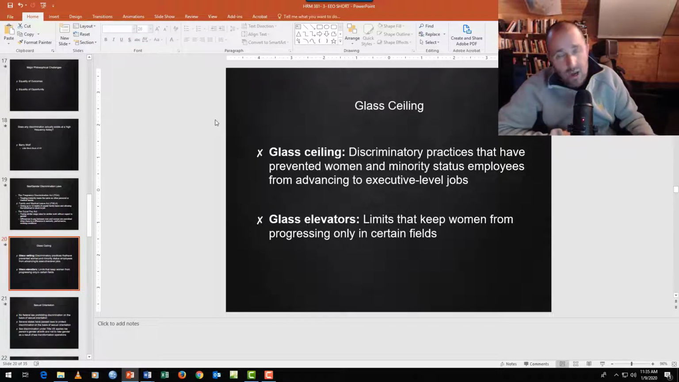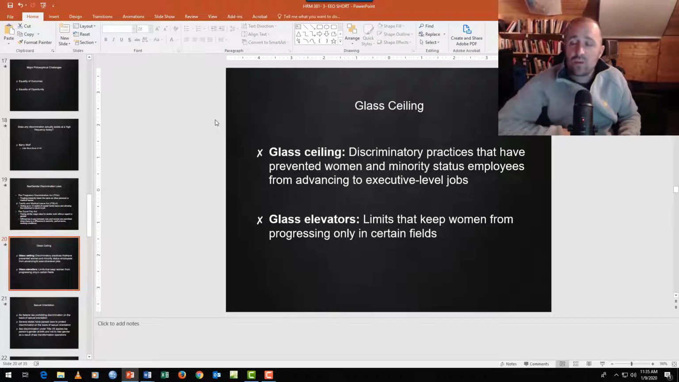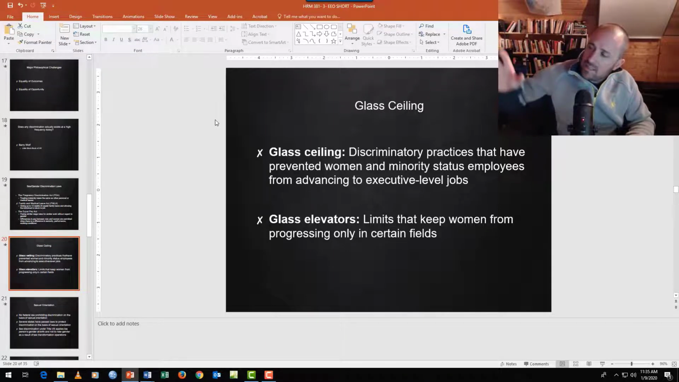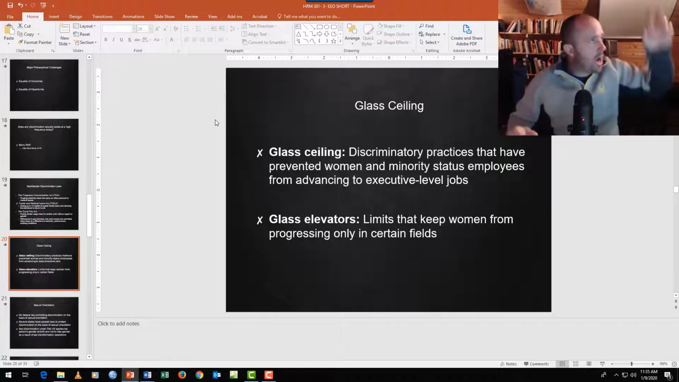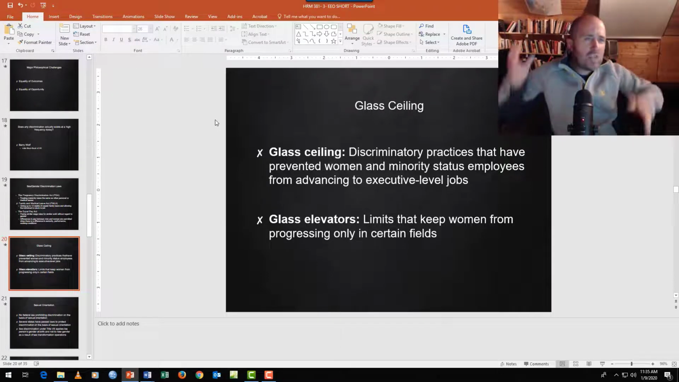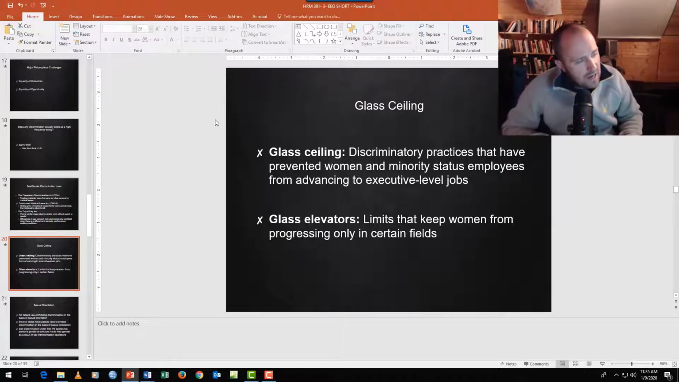C-suite is like CEO, CFO, CHRO, COO, stuff like that. So that would be a glass ceiling. A glass elevator is where, yes, women can be in the C-suite in marketing and HR, but not in operations and finance. In certain areas, it's okay. In certain areas, it's not. There's a history of this.